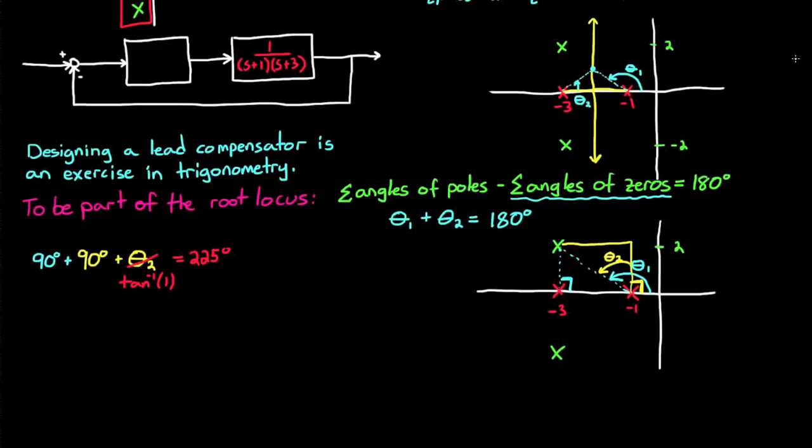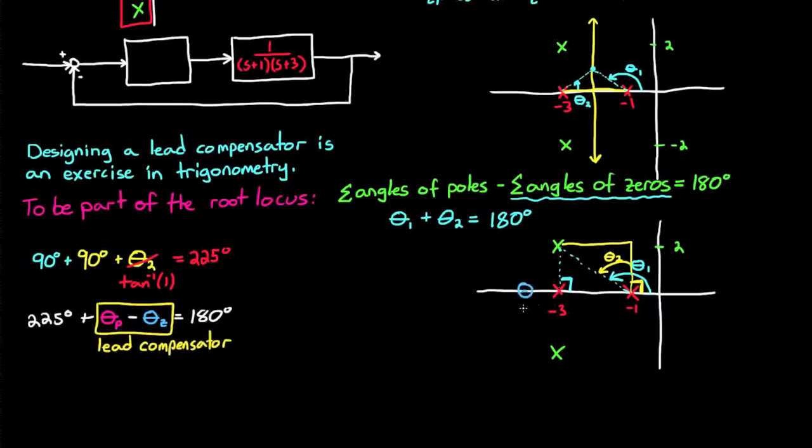Not surprising. So how do we get it there? Well, we need to take 225 degrees and subtract 45 degrees. And we're going to do that by adding a single pole and a single zero. Remember that the zeros subtract, and this combination of a single pole and single zero is our phase lead compensator.